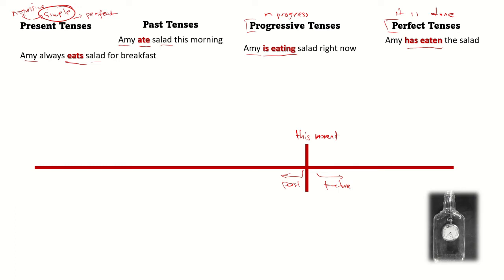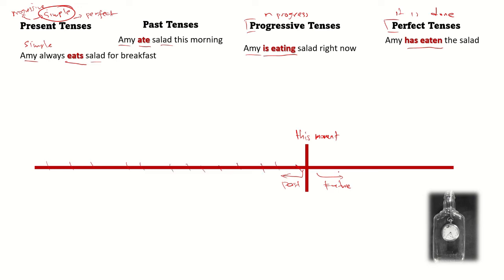So this example shows the simple form. The sentence is expressed in simple form: Amy always eats salad for breakfast, right? It means that this happens as a habit or a situation that always happens. So it happens regularly, every breakfast, Amy eats salad. So this is the timeline for this situation.